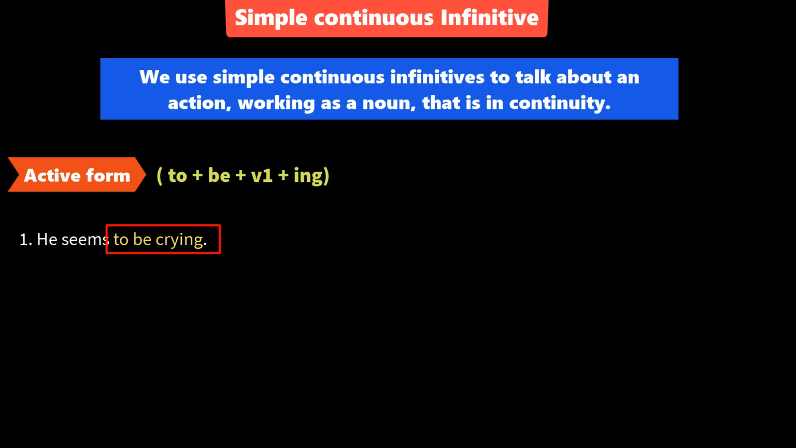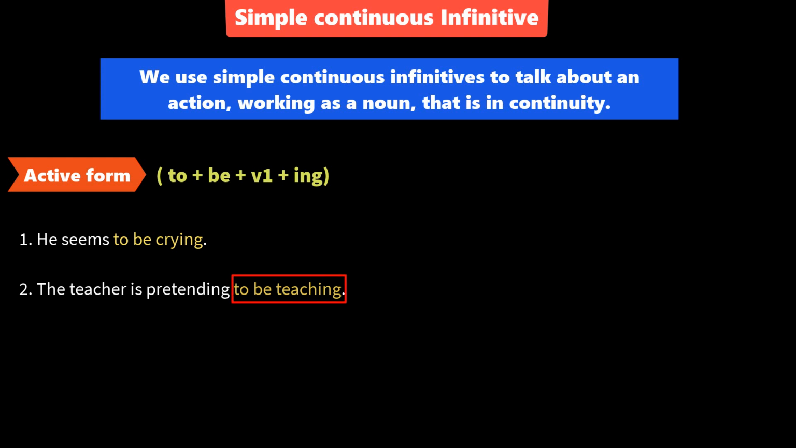He seems to be doing something. What is that? To be crying. Let's look at the next example. The teacher is pretending to be teaching. The teacher is pretending what? The teacher is pretending an action that she's doing. The teacher is pretending to be teaching. So to be teaching is our infinitive, simple continuous infinitive in active form.